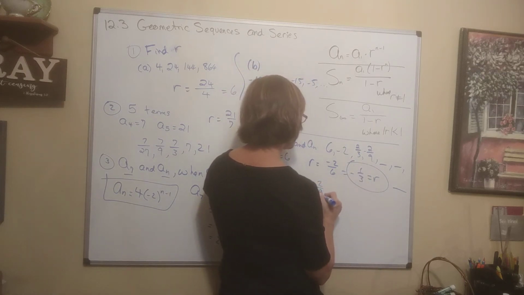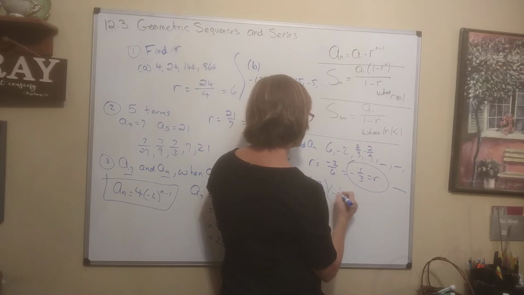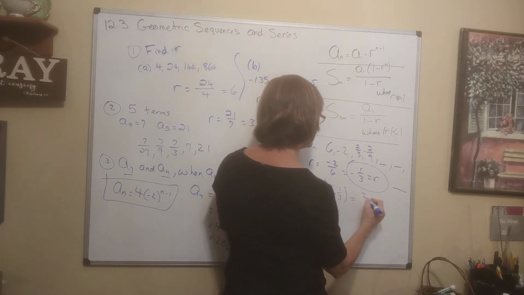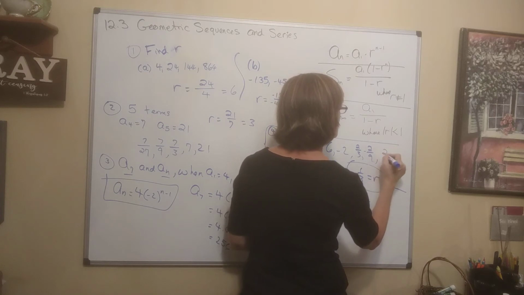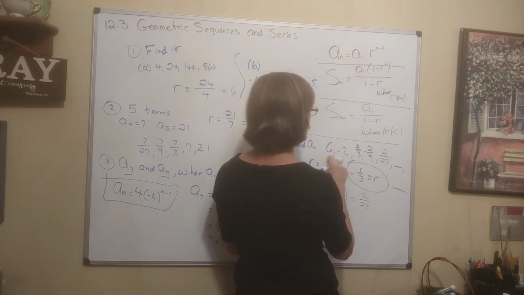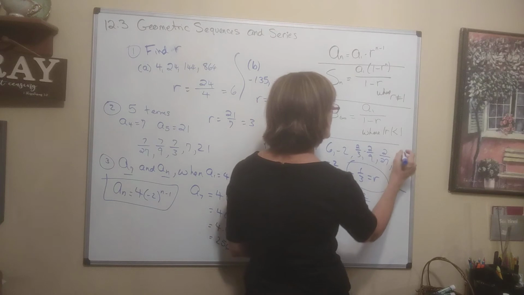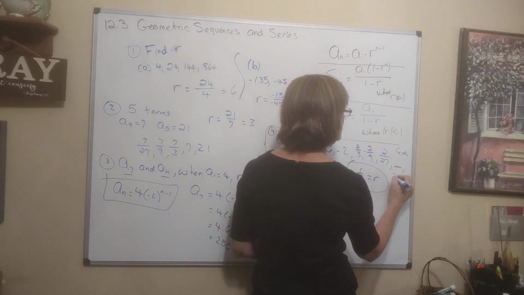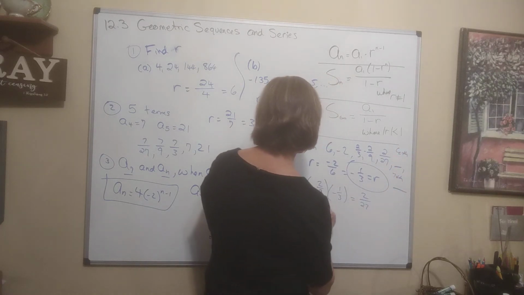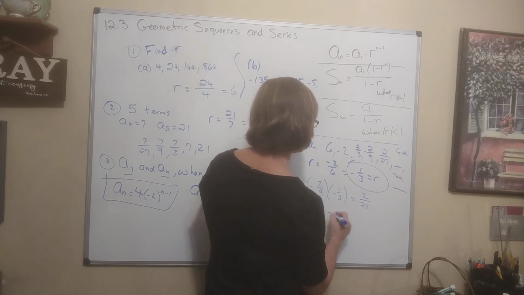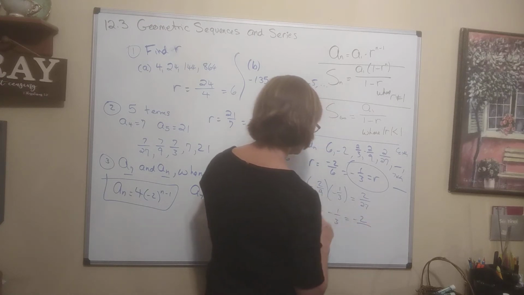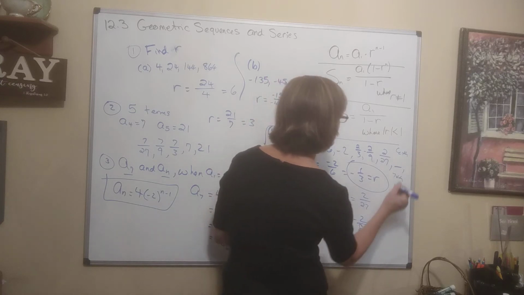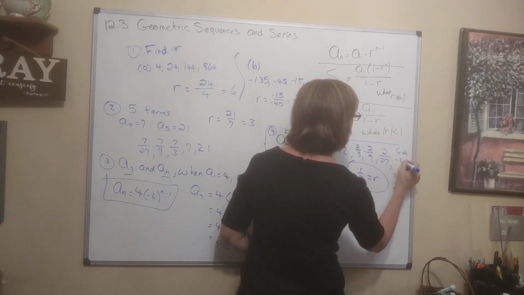-2 over 9 times -1/3 results in a positive 2 over 27. So this is 2 over 27. 1, 2, 3, 4, 5. This is going to be the 6th term, and this is going to be the 7th. So if I take 2 over 27, and I multiply that by -1/3, I get -2 over 27 times 3 is 81. -2 over 81.